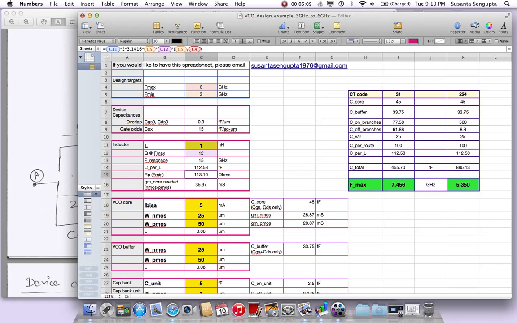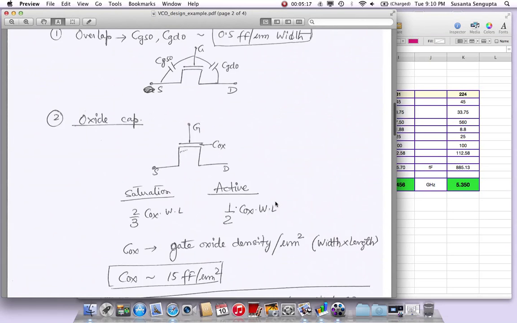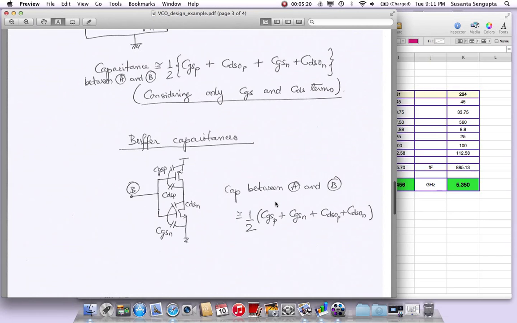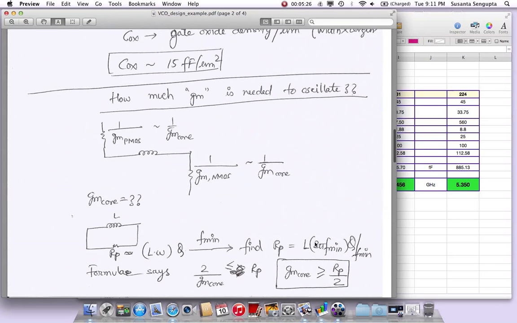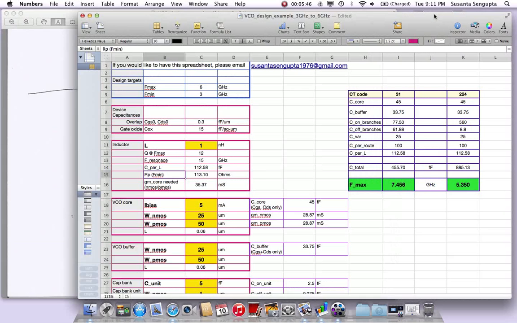So this computes that. Then is RP. Now here I'm computing RP at F min. Why? Because, okay, let's see, where was that? Okay, here it is. RP is roughly L omega times Q, and omega is 2 pi F. If I take the minimum frequency, that's when my RP becomes less, which means the inductor has more losses. And at that point, the Q is also small, so that has a double impact, a double punch, and makes the RP really small. So I'm calculating the RP at F min.